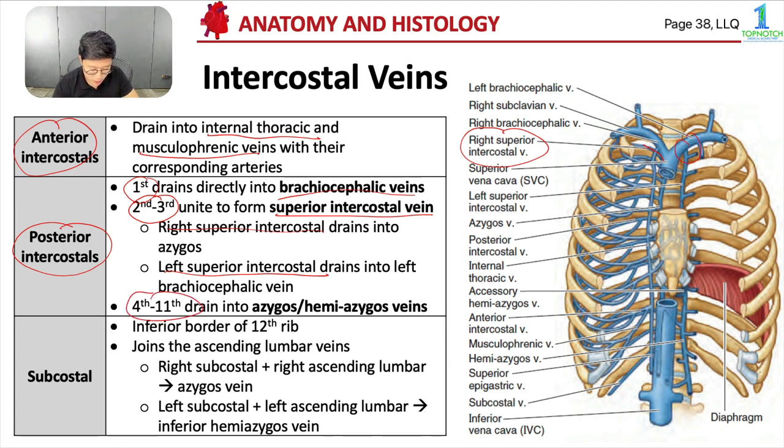The 4th to 11th posterior intercostals drain into your azygos or hemiazygos veins. Now your subcostal vein, again found at the inferior border of the 12th rib, actually joins the ascending lumbar veins to form your azygos and hemiazygos veins. For example, here on the right, you see the subcostal vein. It's joining this vein over here, which is the lumbar vein. And here, behind the inferior vena cava, that's your azygos vein. While the left joins the left ascending lumbar to form your inferior hemiazygos vein. So si azygos nasa right, si hemiazygos nasa left.